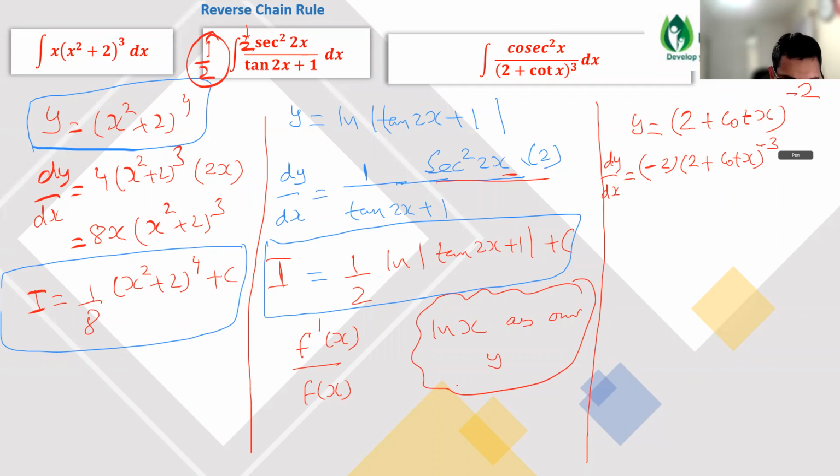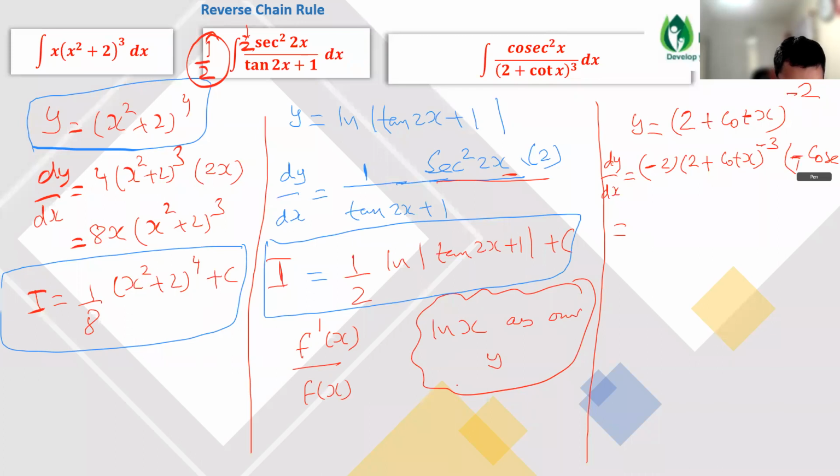And differentiate of inside function is? Differentiation of 2 is 0. And Ayushi, differentiation of cot x is? Minus cosec squared x. Cosec squared x, right? Very good. So once we simplify it, we end up with minus and minus become plus.